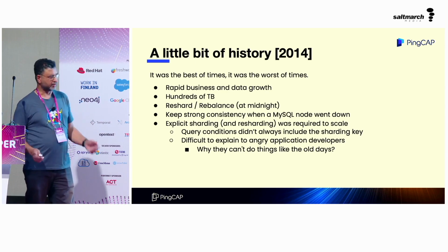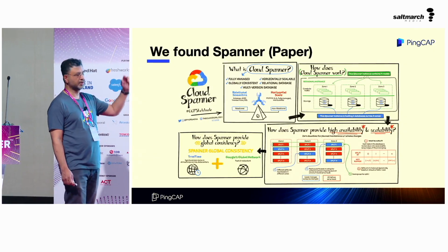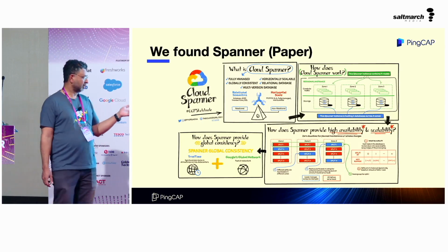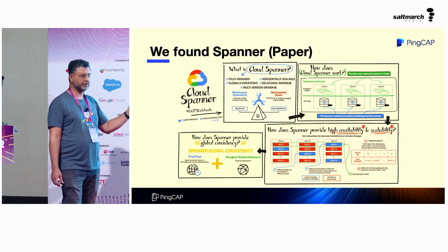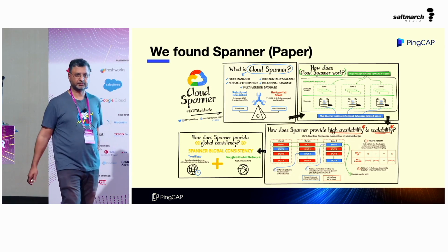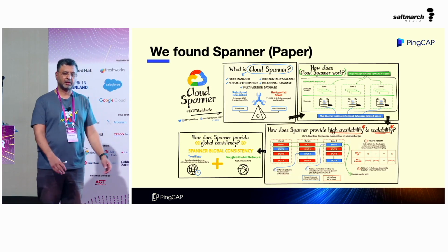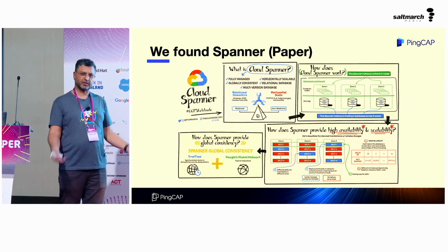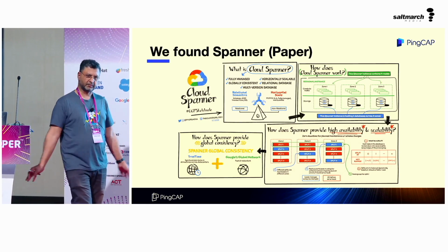a new architecture came about, which was Google Spanner. The Google Spanner architecture was meant to address the sharding problem. It automatically shards for you. You don't have to remember the sharding key. You don't have to manually shard and reshard. It all works for you automatically.